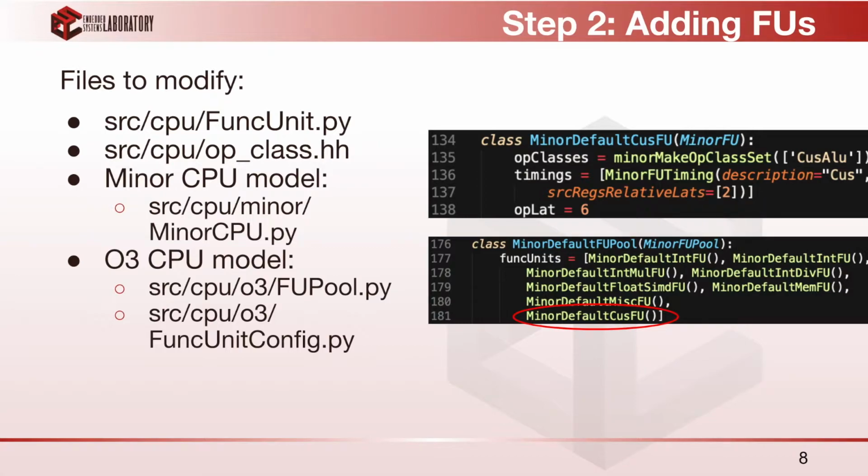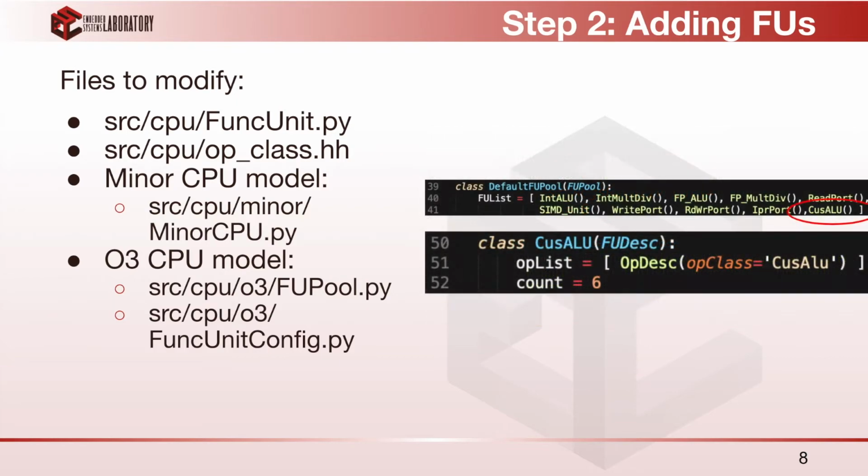Now we need to add this functional unit to our CPU models. First, in the minor CPU model, aka the in-order core model, you want to make a child class that uses our aforementioned op class definition, as well as add this new functional unit class to the functional unit pool. Note that this oplat variable is where you would set the number of cycles it takes to perform this operation. So if you were implementing a custom instruction that does a lot more than add, and you found in your preliminary test that it should have an op latency of, say, 12 instead of 6, you would just modify this number here.